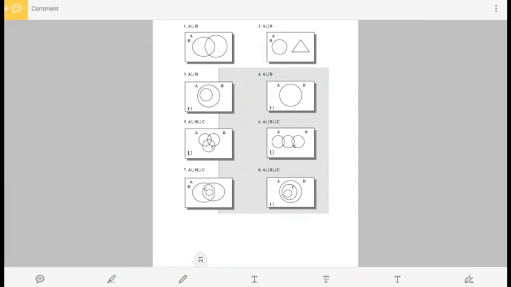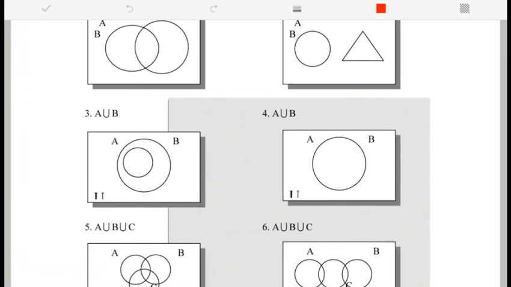This one is for the shading part. Here you have A and B. So for the combination of these two, just shade these two. You put colors or fill them in with different colors. It's okay, but just shade these two circles. That's A union B.